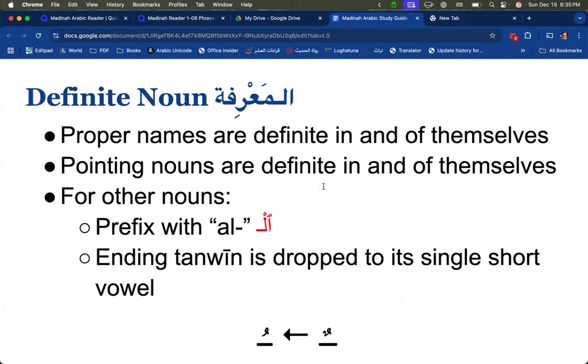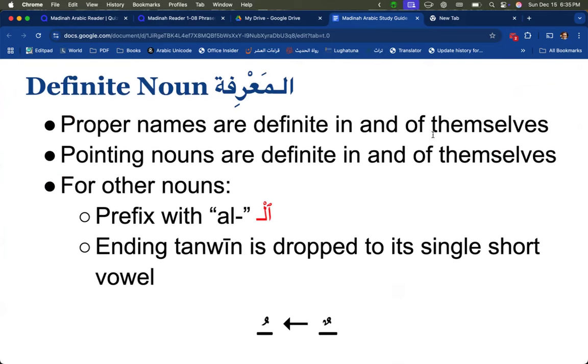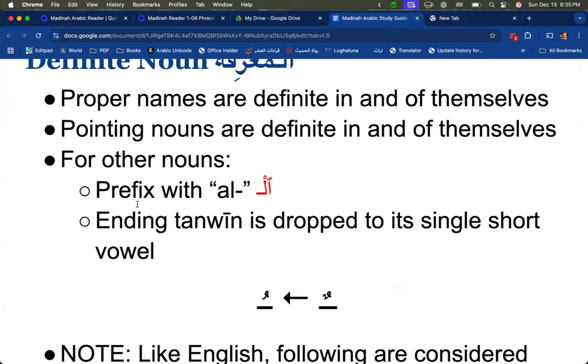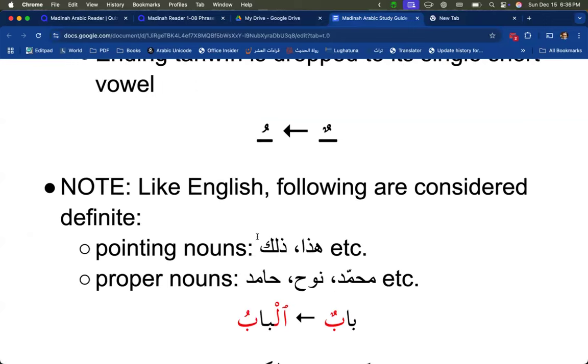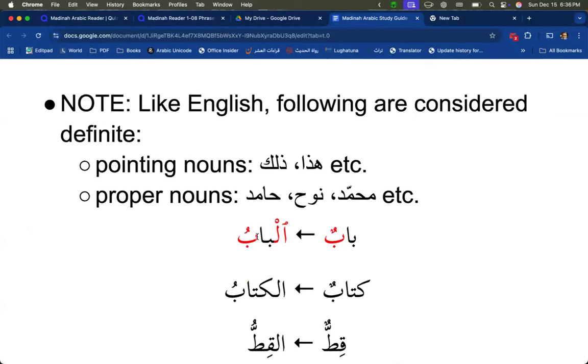Okay, definite noun, we already know it begins with al, right? Proper names are definite, always. Pointing nouns are definite. And for other nouns, we put al in the beginning. Like babun becomes al-babu. Masjidun becomes al-masjidu. And the ending tanween is dropped. So babun becomes al-babu. The un becomes u, right?